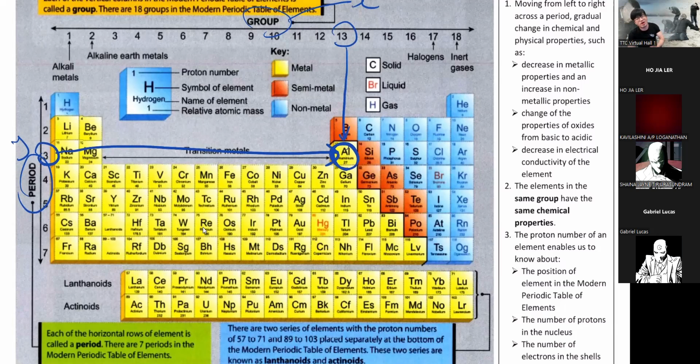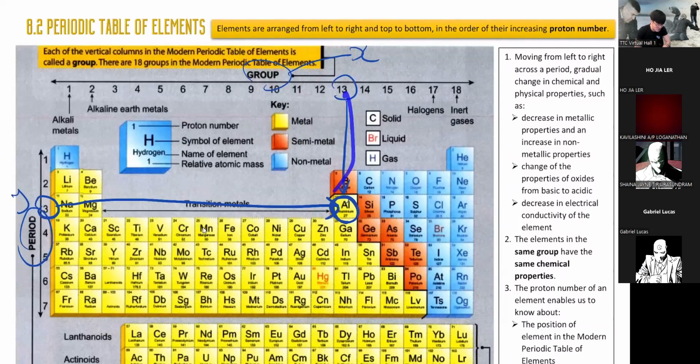It's like coordinate. Where is point X? 5, 3. That means 5X and 3Y. Right? You learn this, right? So this is how you see your group and period. All right, so which brings me back to here.